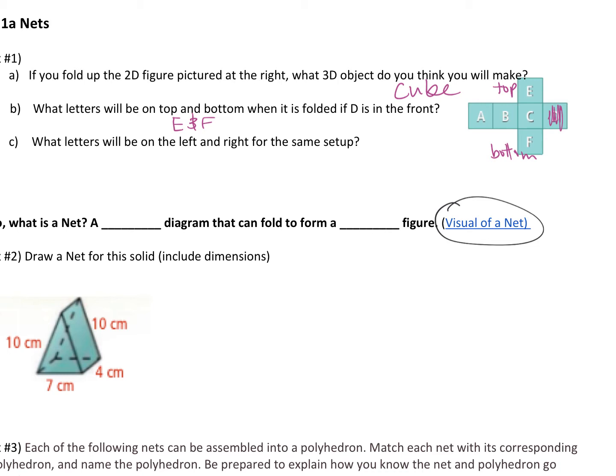How about the left and right then for the same setup? If D is my front and I wrap it around, what's my left and my right side? What 2 letters? A and C. That's your A and C, right? So letter A and letter C will be your left and your right. How's that feel? Sometimes a little hard to visualize, right? Something that's flat and we're trying to make it three-dimensional. We're going to do more of that, okay? You're going to see more examples of that.